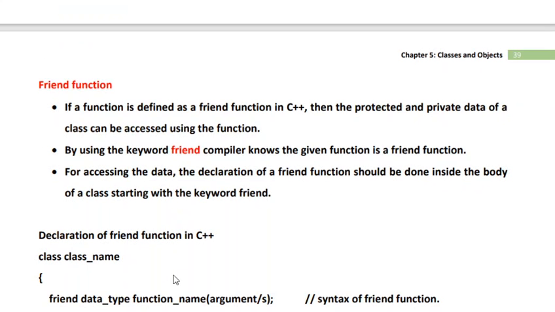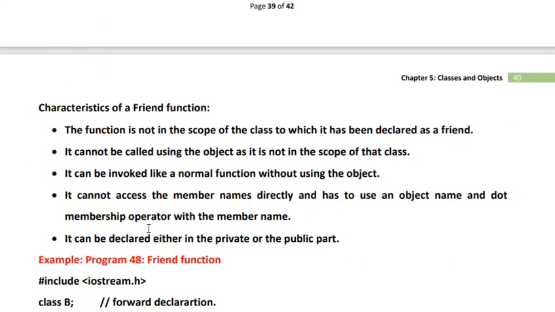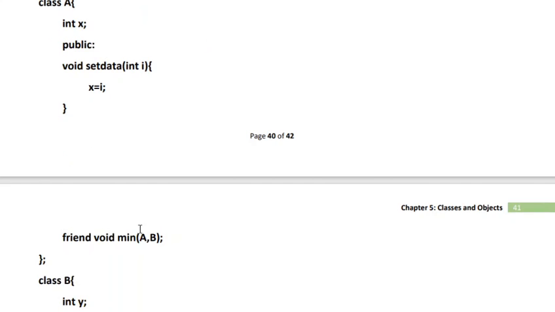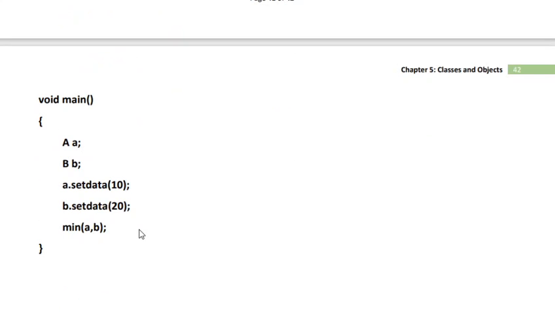And then we have discussed the friend function. We have discussed the importance of the friend function and the way it has to be declared. We have learned about the characteristics of the friend function, and we have tried to understand it with the help of an example. So this brings us to the end of this particular class.